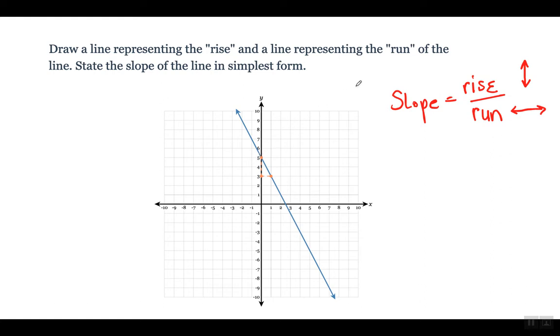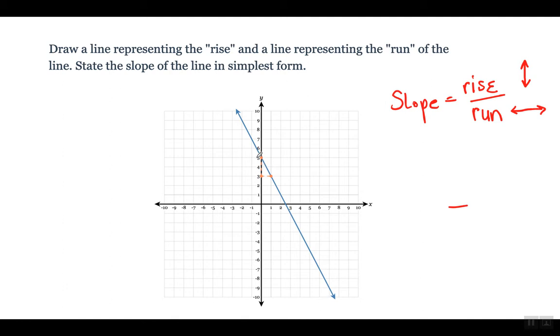So, before I do that, we got to determine if the slope is going to be positive or negative. So you always look at the line going from your left to your right. If it's going down from left to right, the slope is going to be negative. And if it's going up from left to right, the slope is going to be positive. In this example, the line is going down. So therefore, the slope is going to be negative.